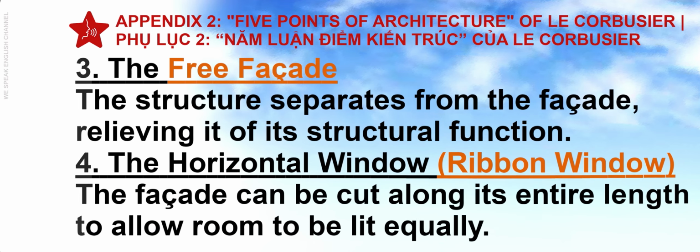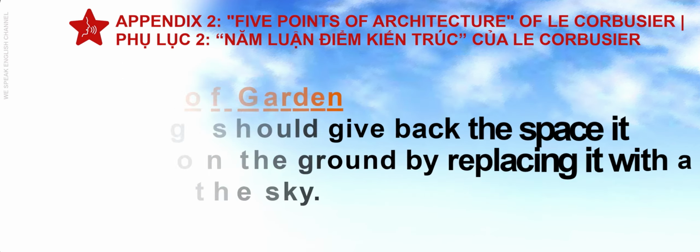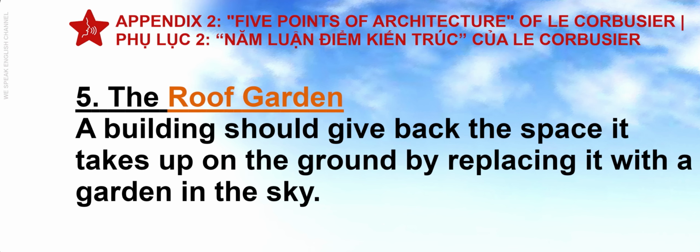3. The free facade. The structure separates from the facade, relieving it of its structural function. 4. The horizontal window. Ribbon window. The facade can be cut along its entire length to allow room to be lit equally. 5. The roof garden. A building should give back the space it takes up on the ground by replacing it with a garden in the sky.